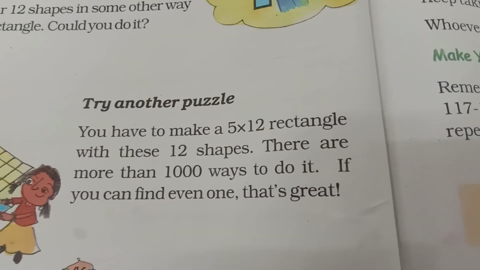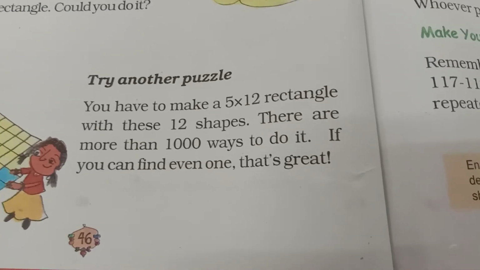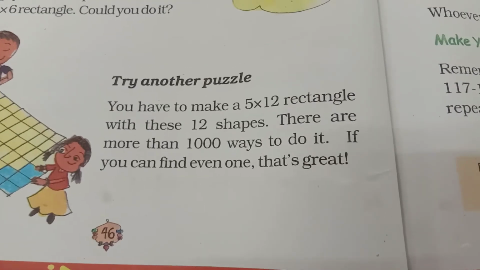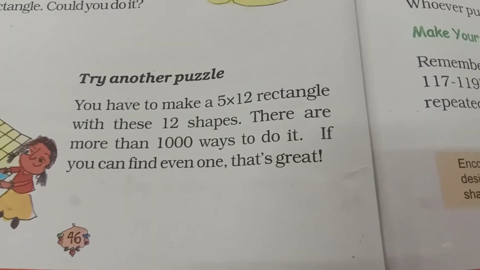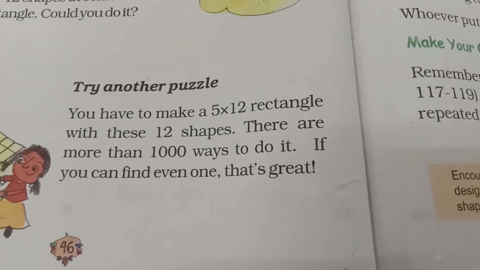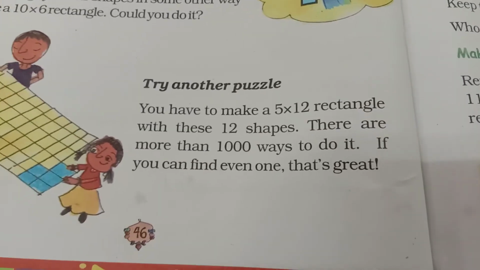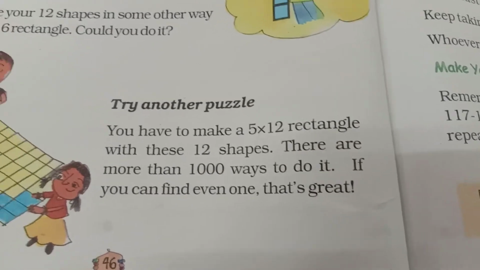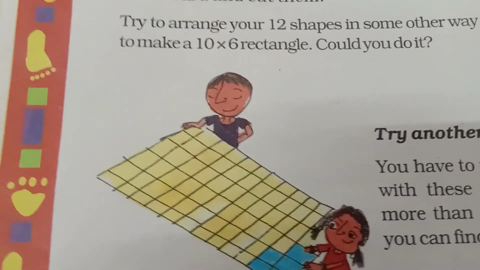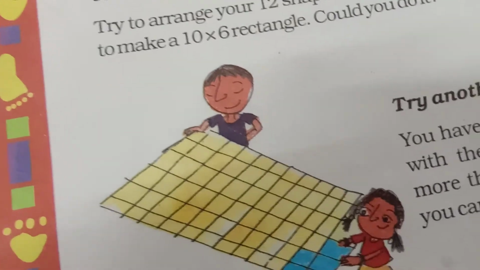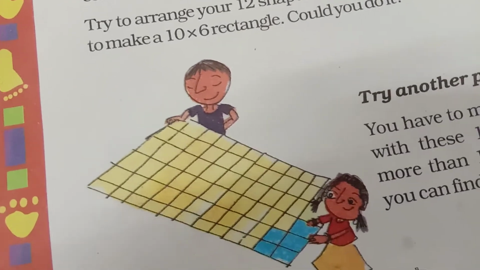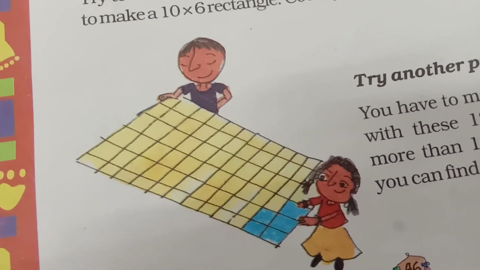You have to make a 5 into 12 rectangle with these 12 shapes. With these 12 shapes, there are more than 1000 ways to do it. If you can find even one, that's great. Next, you can arrange these 12 shapes to make a rectangle of 5 into 12. This is a 5 into 12 rectangle sheet here. In this sheet, you can arrange all those shapes and we will find one 5 into 12 rectangle.